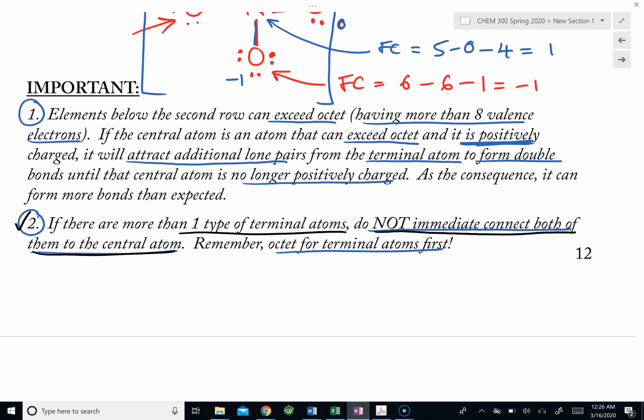So in our case, we have both oxygen and hydrogen as the terminal atoms. And so basically what this guideline is saying is that we do not connect the hydrogen to the nitrogen, but we need to connect it to the terminal oxygen. That way we can complete the octet for the terminal oxygen first. So that way, again, we have seen this guideline. So I hope that will help you guys understand it.